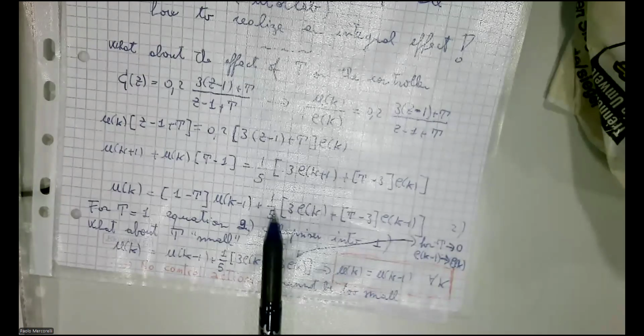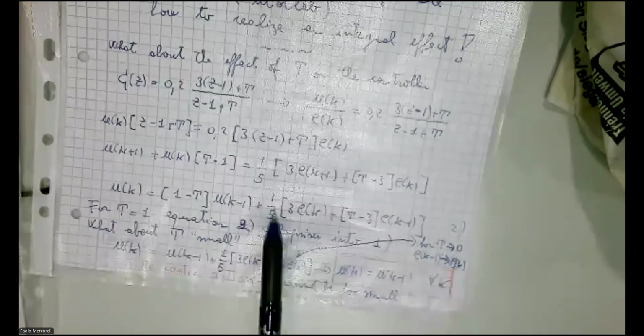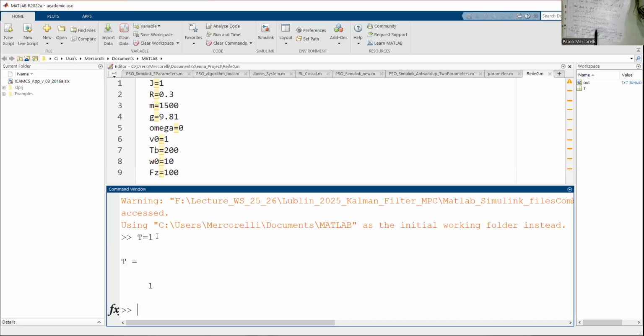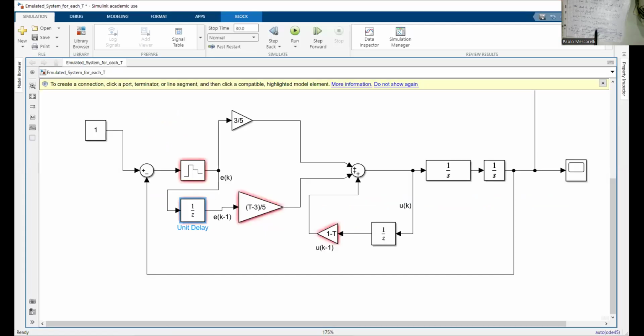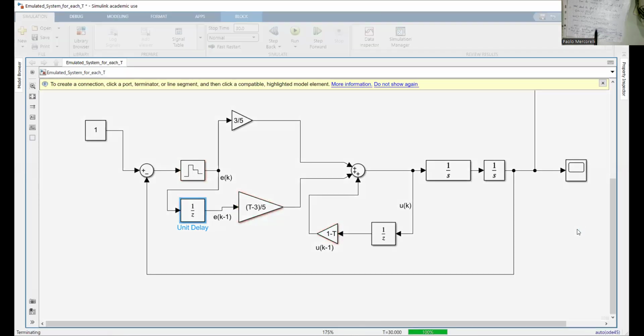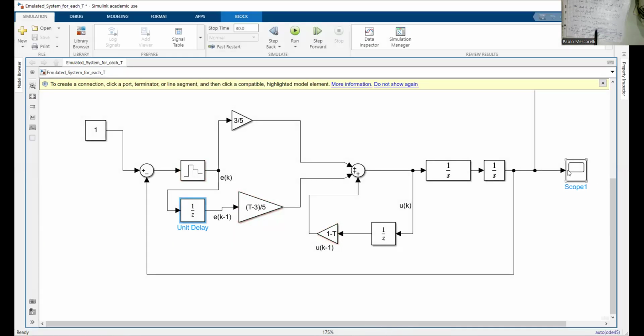Okay, let me put t equal 1 in MATLAB, which should be exactly the same as before. Then we will try a different value, and we can conceive a possible project, including, for instance, PSO, with which we find an optimal t. Let me see if we have the same result as before. It should be.